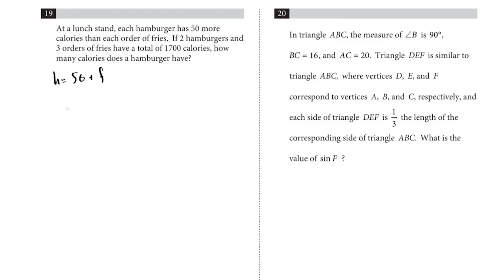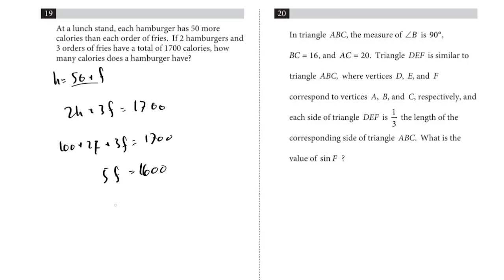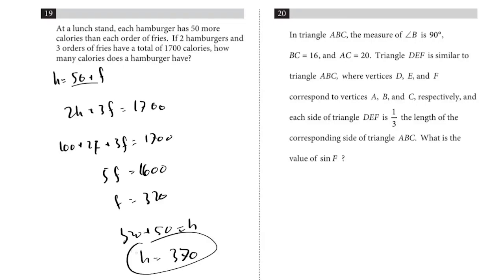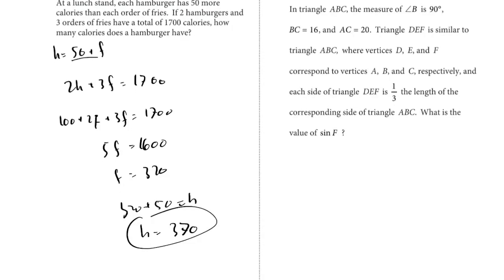So we get 2h plus 3f equals 1,700. Now substituting this for h, we get 100 plus 2f plus 3f equals 1,700. That means 5f is equal to 1,600, and that means f is equal to 320. Now subbing that back into here, 320 plus 50 equals h, and that means h equals 370 calories. Right, moving on to the last question.